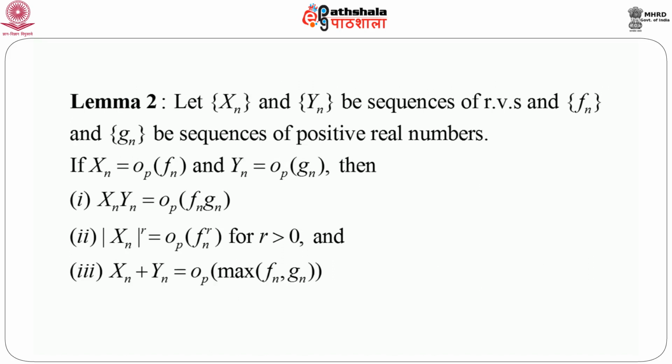Exactly similarly, if we recall the definition of order in probability, we have similar types of results based on sequences of random variables. Let us state these results formally. Let X_n and Y_n be sequences of random variables, and f_n and g_n be sequences of positive real numbers. If X_n equals small o_p of f_n and Y_n equals small o_p of g_n, here we have to introduce order in probability because X_n and Y_n are sequences of random variables. Under these conditions we have X_n Y_n equals small o_p of f_n g_n, modulus of X_n to the power r equals small o_p of f_n to the power r for r greater than 0, and X_n plus Y_n equals small o_p of maximum of f_n, g_n.